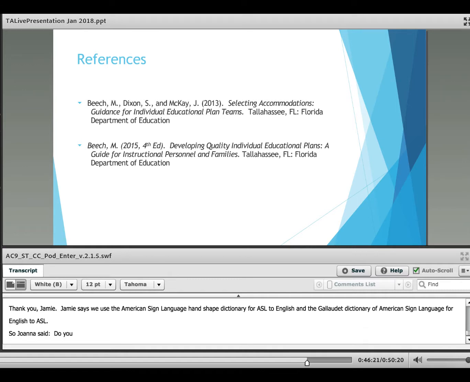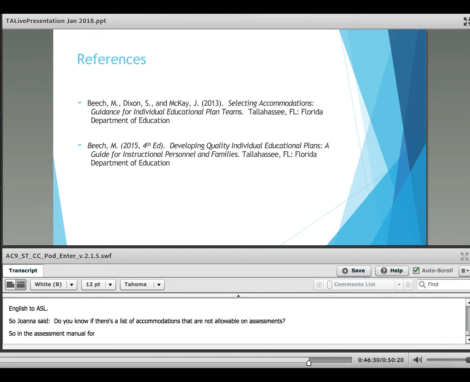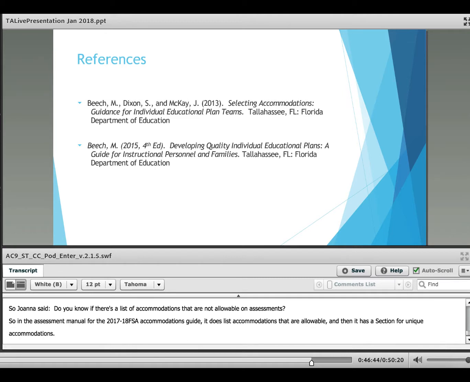Okay, so Joanna said, do you know if there is a list of accommodations that are not allowable on assessments? So in the assessment manual for the 2017-18 FSA Accommodations Guide, it does list accommodations that are allowable, and then it has a section for unique accommodations. So in the process of looking, you may be able to request a unique accommodation for your student, making sure that it doesn't violate the constructs of the assessment.